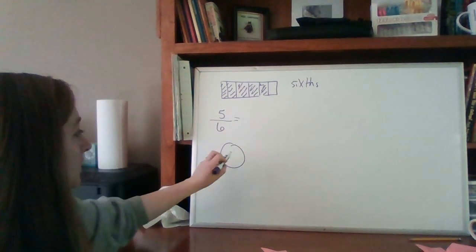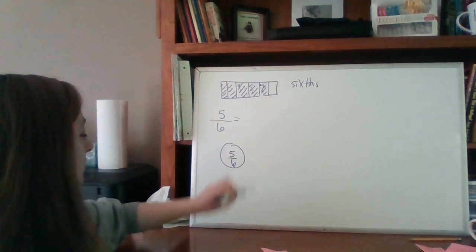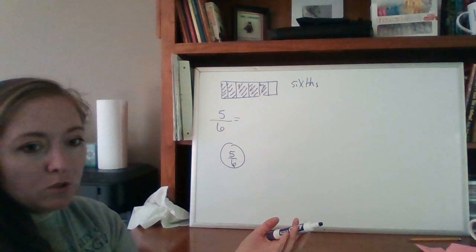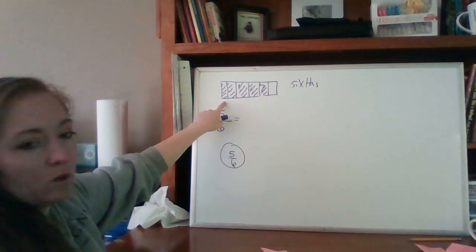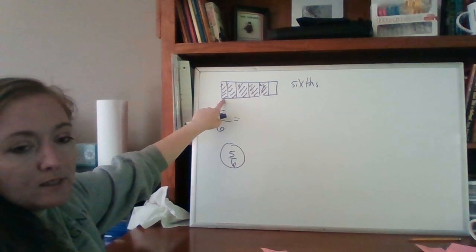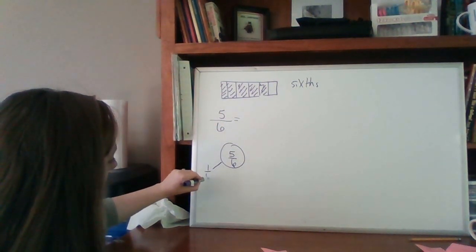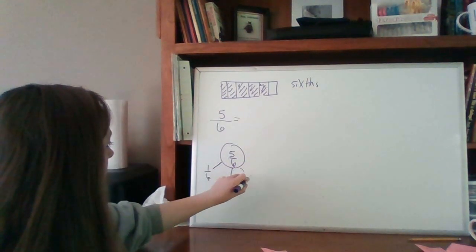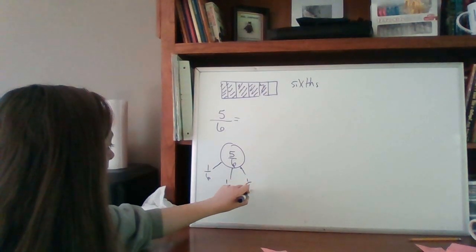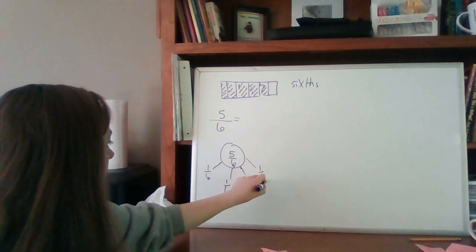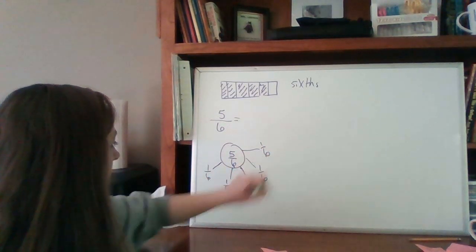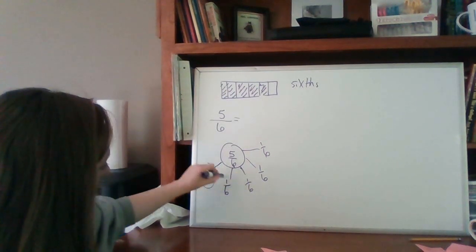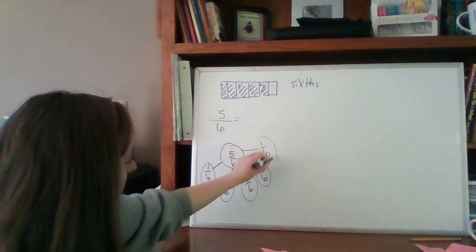Our whole that we're talking about is going to be 5/6, right? We have 5 of 6, and they want you to break it up into different pieces. So the first way they have you do it is breaking up into single units. So this is worth what? 1/6. So they want you to do 1/6 plus 1/6 plus 1/6 plus 1/6 plus 1/6, right? 1, 2, 3, 4, 5. That's 5 1/6. Okay? Are you with me so far?